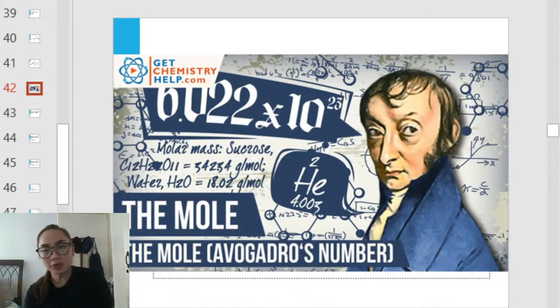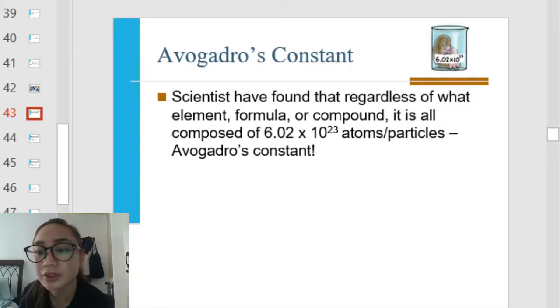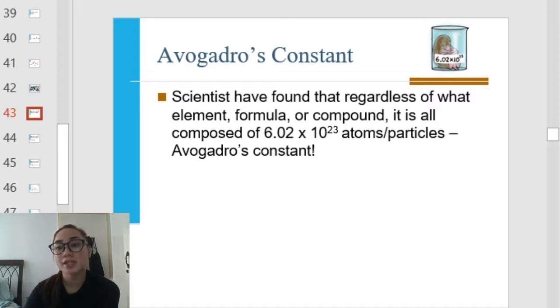Okay, so yung the mole natin, which is 6.022 times 10 raised to the 23rd power, is what we call the Avogadros number. So, Avogadros Constant. Scientists have found that regardless of what element or formula or compound, so kahit mapa-element man yan, formula or compound, it is all composed of 6.02 times 10 raised to the 23rd power of atoms or particles. Which means it is a constant.